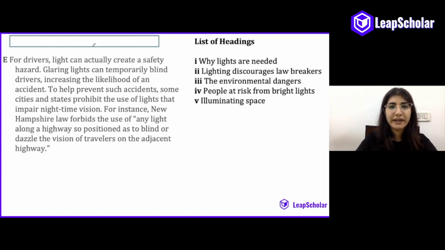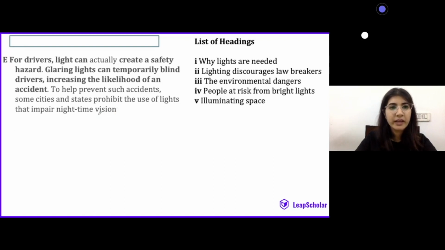Moving forward to paragraph E, again, go ahead and take a few seconds to read the entire paragraph, and then we shall only be looking at the first two sentences. We'll be rereading them carefully. So, for drivers, light can actually create a safety hazard. Glaring lights can temporarily blind drivers, increasing the likelihood of an accident.